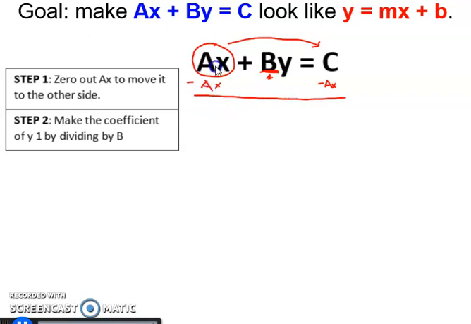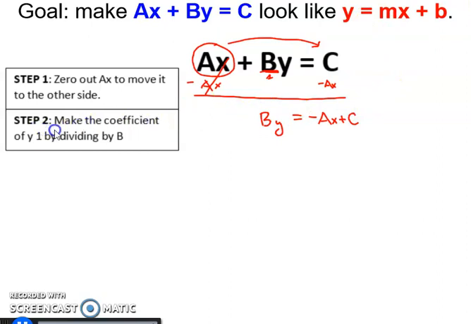Woohoo. All right, so this is gone. I'm left with by equals, and I'm going to put that negative ax plus c, right? So negative ax, hey, that looks like my mx almost, okay? But don't get too excited yet. We're not done because this isn't 1 yet, right?